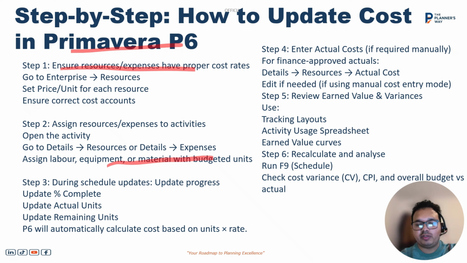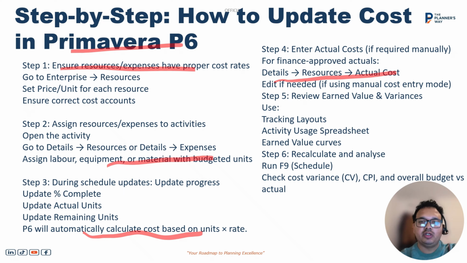And third, we need to update the schedule. How do you update the schedule? We need to update the progress, which can be done by physical percentage complete, duration percentage complete, or actual units. So we need to update our program. Another thing we can do is enter the actual cost in P6, which can be done manually also.